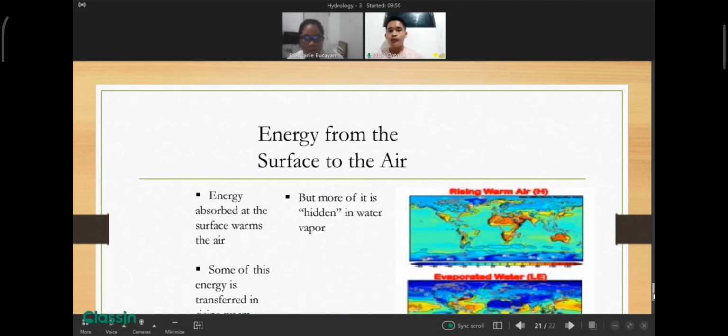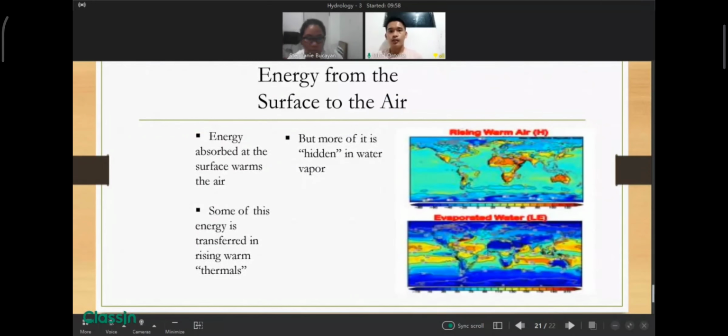Energy from the surface to the air. Energy absorbed at the surface warm the air. Some of this energy is transferred in rising warm thermal, but more of it's hidden in the water vapor. So kapag yung araw is direct na sa Earth is yung mas common na ma-absorb ng heat is yung water.